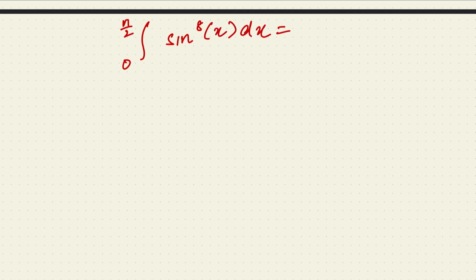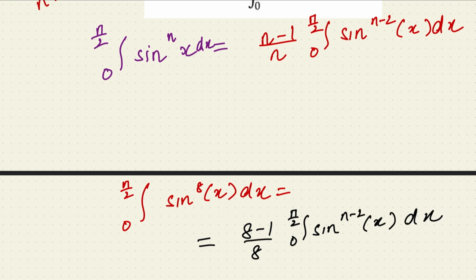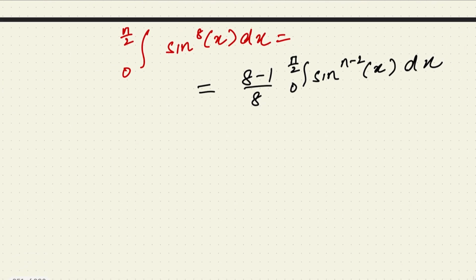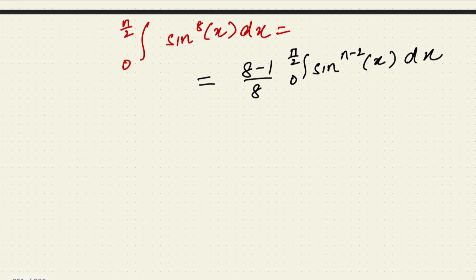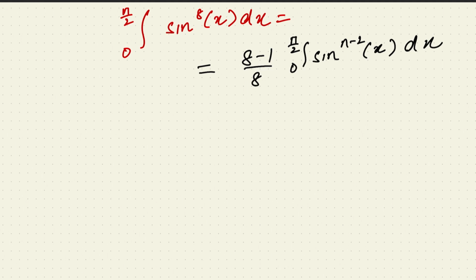dx. And if we use the formula, it is basically (n minus 1) upon n. N in this case is 8. So (8 minus 1) upon 8 times the integral from 0 to pi by 2 of sine to the power n minus 2 x dx over here, right? And then we'll keep on using the same formula until we get the final answer or a simpler definite integral expression, which we already know an integral for, right?